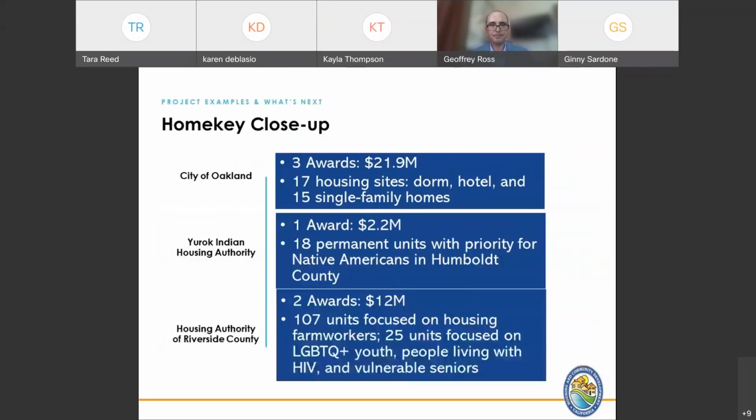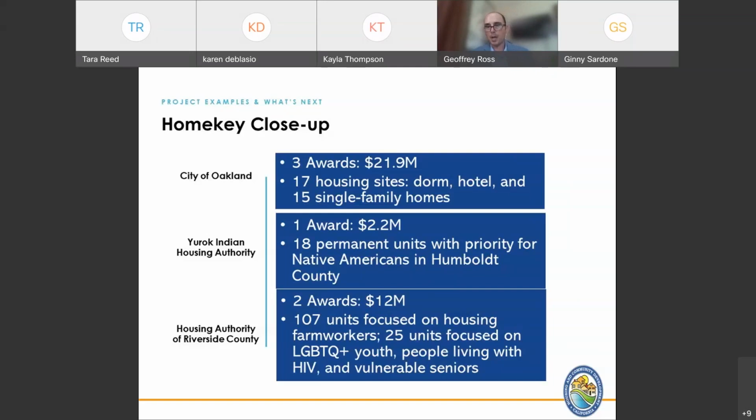Next slide, please. A couple of key examples, and why this wasn't one size fits all, but an umbrella to allow for flexibility. The city of Oakland was able to receive 3 awards, just over $21 million, for 17 different sites, with different models within those sites and different types of units to really get at the different needs of the populations there.